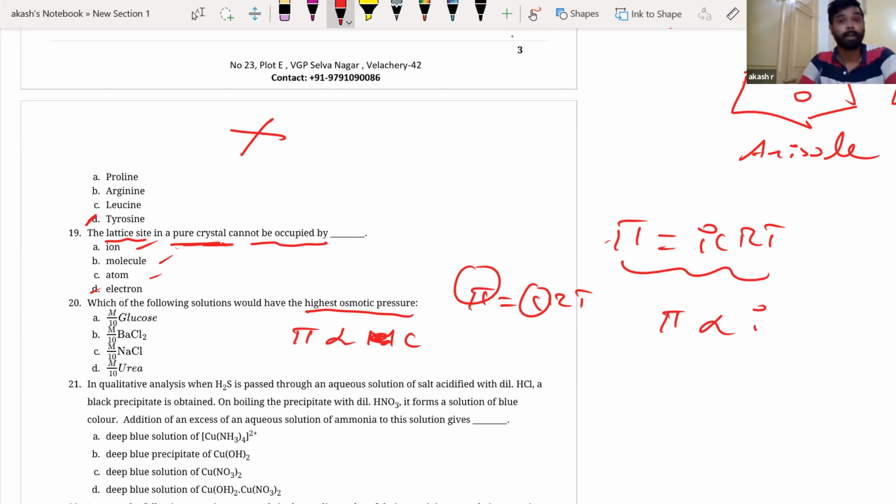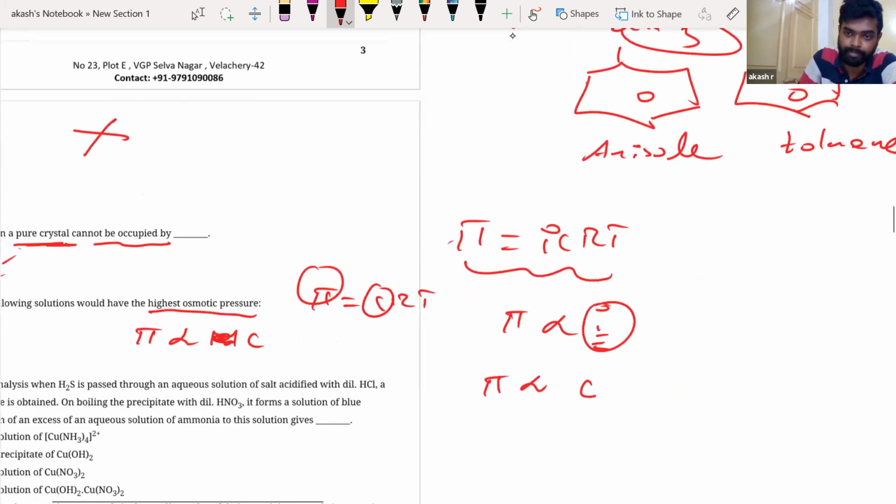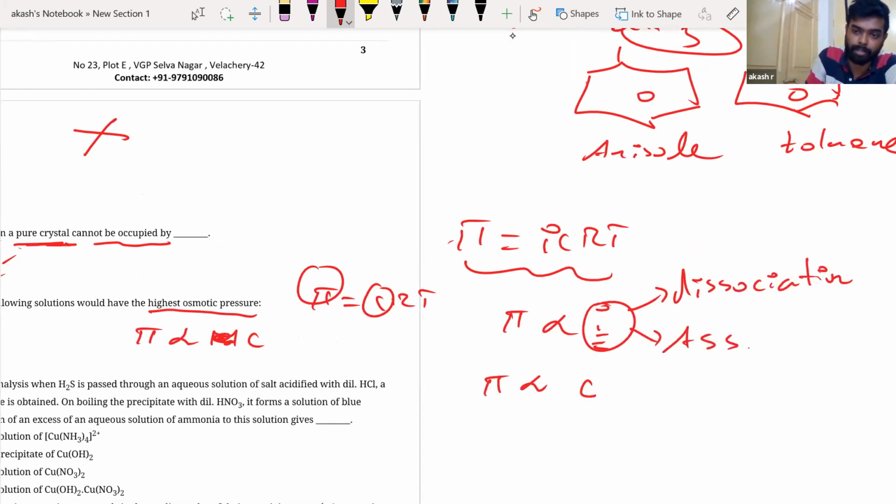So, pi is directly proportional to the Van 't Hoff factor, and also pi is directly proportional to concentration, that is molarity. Now, the Van 't Hoff factor i will come into the picture only if you have what? Dissociation or association, right? For dissociation, i will be greater than 1, and for association, i will be less than 1.